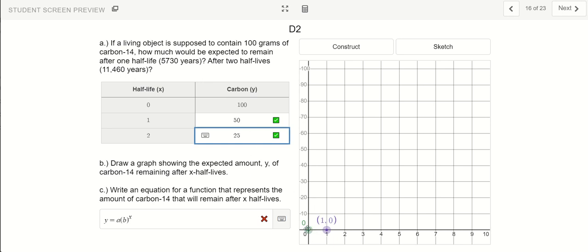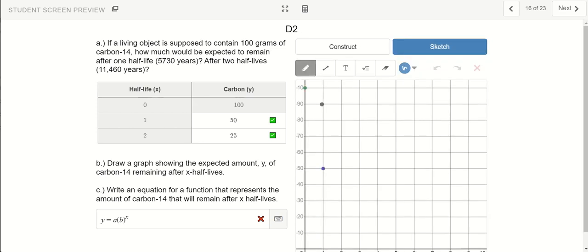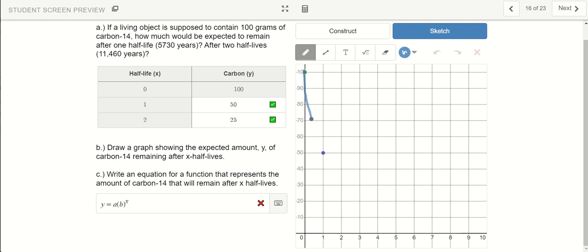So let's go and make a graph. Again, I'm starting off with 100 grams of carbon, and after the first half-life, half of it's gone. So if I made a sketch, it should look something like this, and it slowly decreases. So the equation for this would be: I'm starting off with 100 grams of carbon, and as years pass, it's all getting cut in half, 0.5.